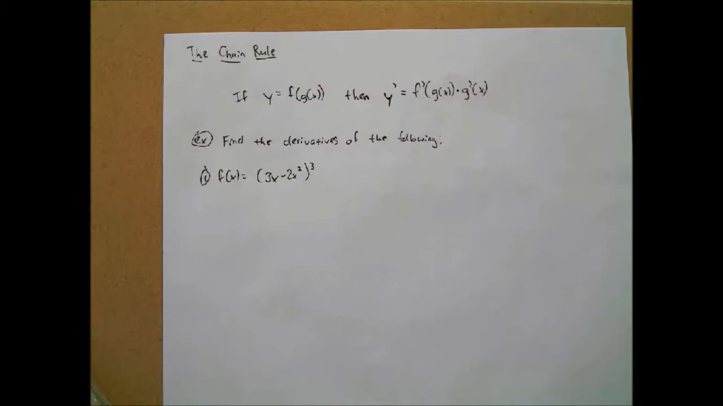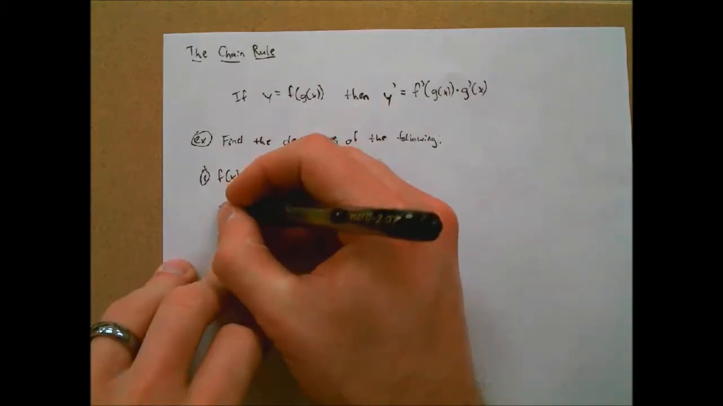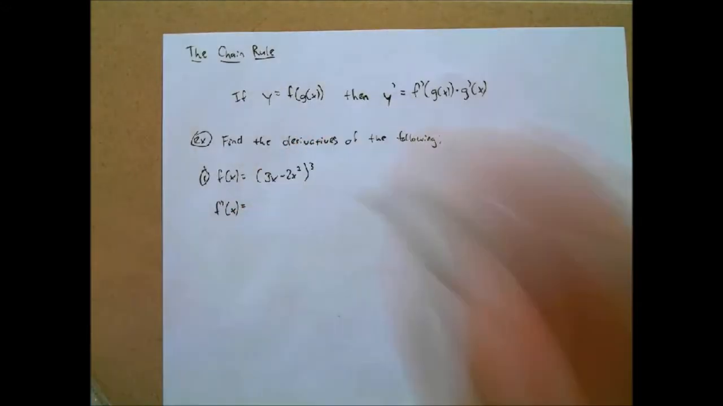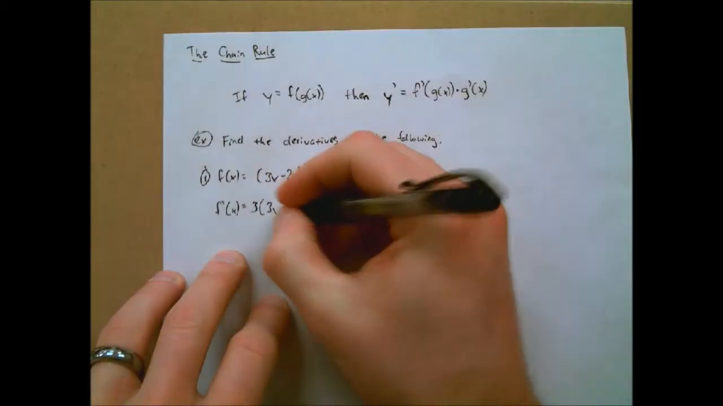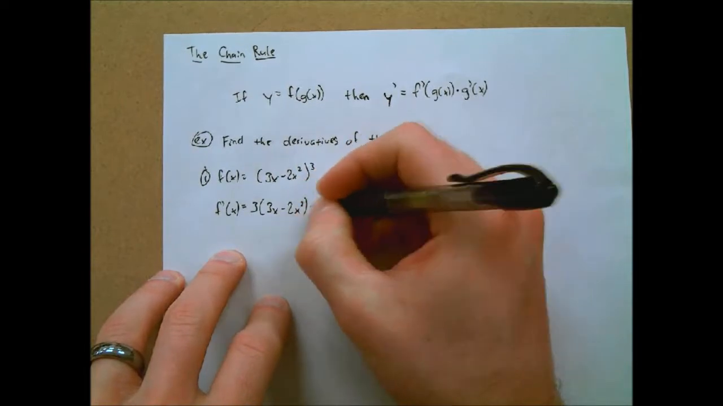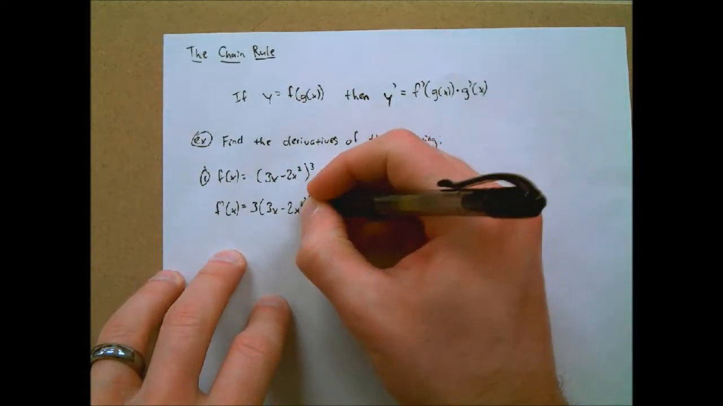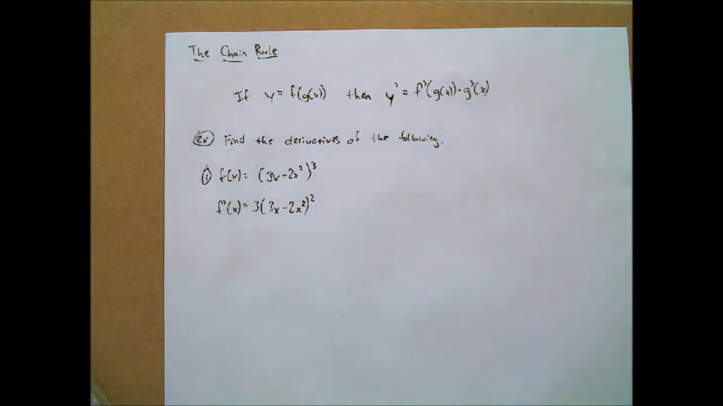With the chain rule, we can recognize here that we have a function in a function. What's our outermost layer here? Something cubed. What's the derivative of something cubed? 3 times that something to the second, right? You lower the power by 1. Then we multiply by the derivative of what's inside. So the outer layer, something cubed, was inside the something cubed.